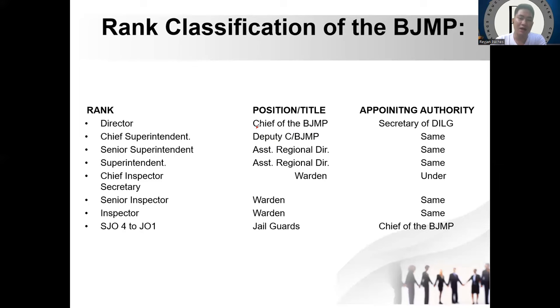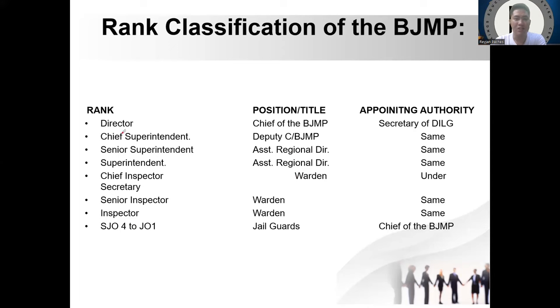Ang mag-appointing authority or mag-appoint class sa director ng Bureau ng BJMP is the Secretary of the DILG hanggang sa tinatawag natin na inspector, same appointing authority. Then of course, the chief of the BJMP ang mag-appoint sa mga SJO4 rather hanggang sa pababa sa JO1. So yan yung mga rank classification class ng BJMP natin.